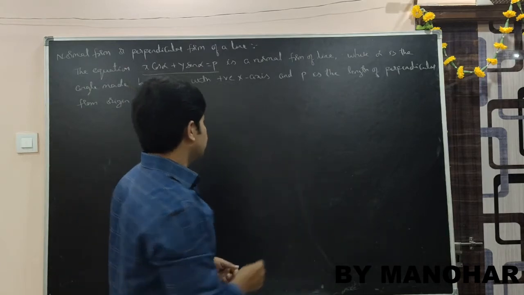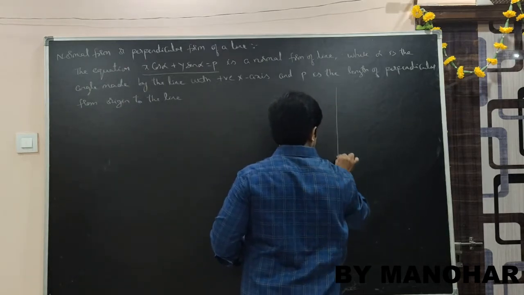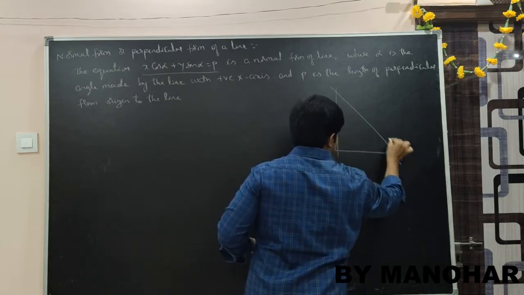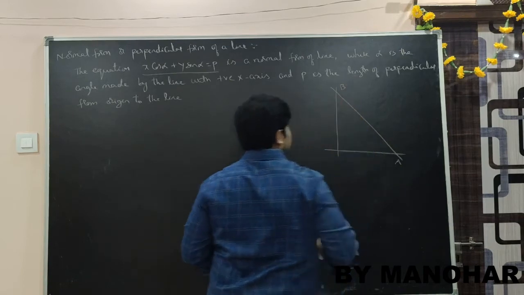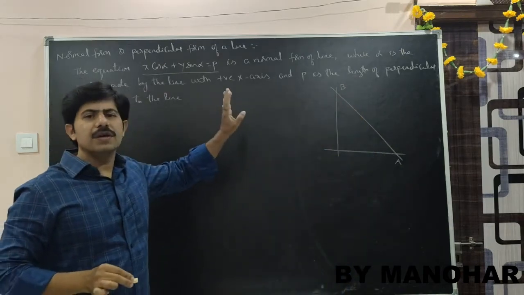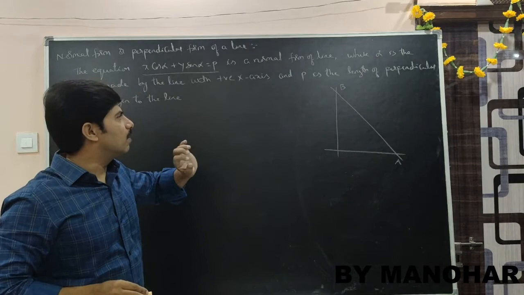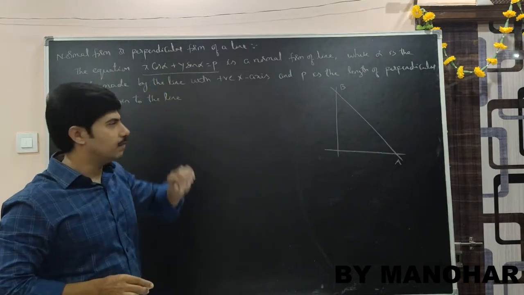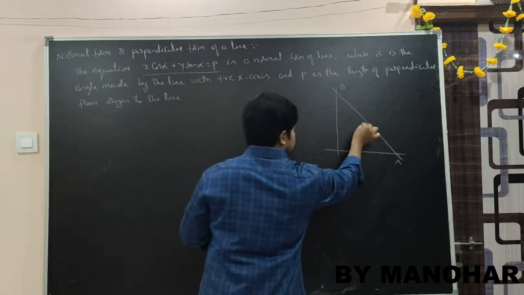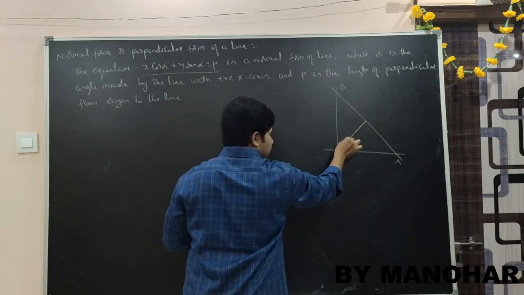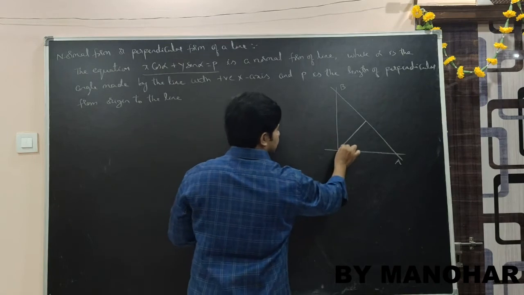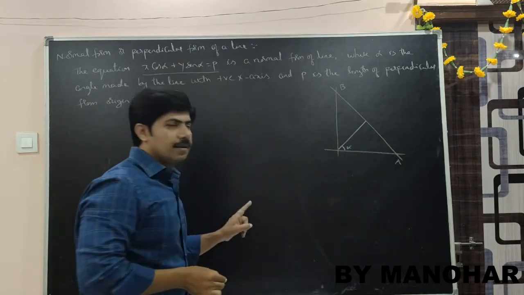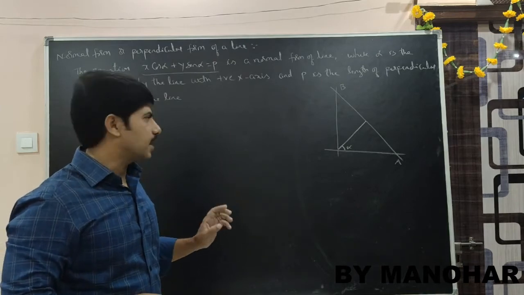Now this line, put it as AB. The line AB is a normal form of line. Here we are writing x cos alpha. So what is this alpha? Alpha is the angle made by the line AB with the x-axis.